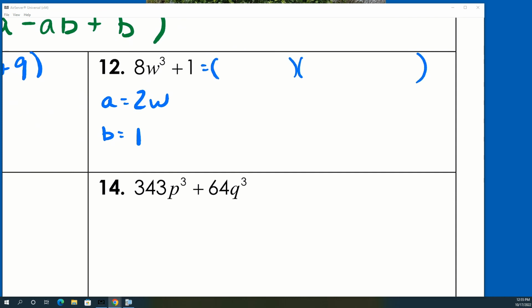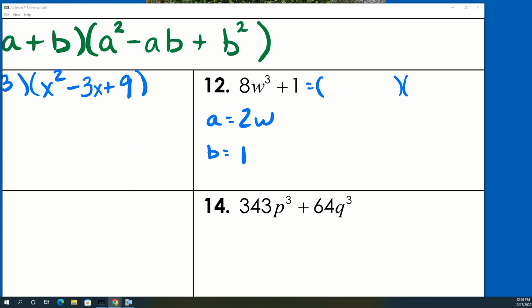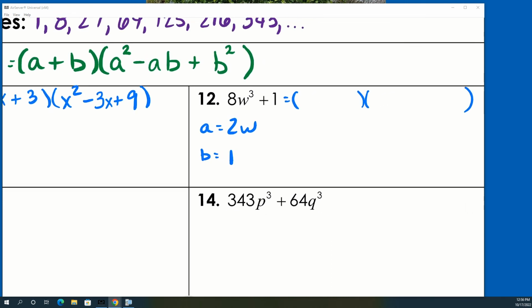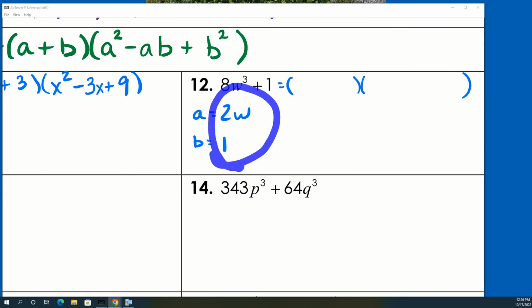All right, then we'll do our small set of parentheses and our big set. And then we're just going to fill in A and B. Let's see if I can make it fit on one screen. There we go. All right, so the small set, we just take A and add B to it. So 2W plus 1. And then in the big set, I need to square 2W. So I need to square 2, and I need to square W. That's a common mistake that people make, is they don't square them both.